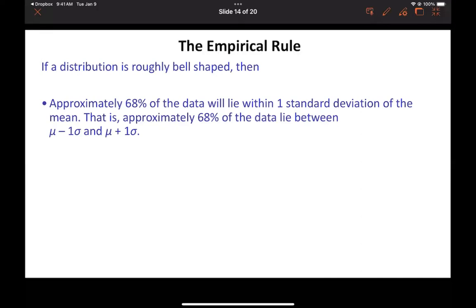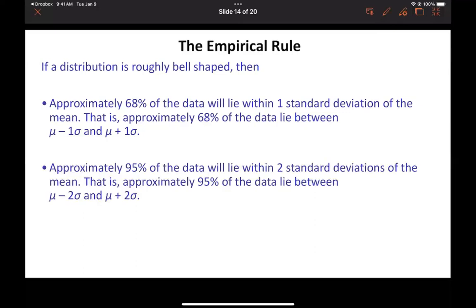Okay, it is roughly bell-shaped. So approximately 68% of our data will lie within 1 standard deviation of the mean. The diagram that we're going to draw a little bit later on will illustrate all of this, so you don't necessarily need to write it down. But if you take the mean, add 1 standard deviation to it, and subtract 1 standard deviation from it, 68% of your data will lie between those 2 values. About.